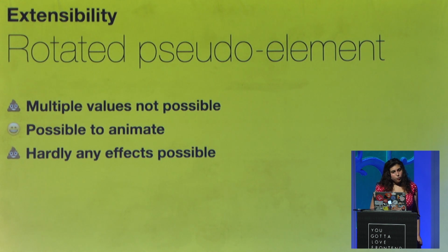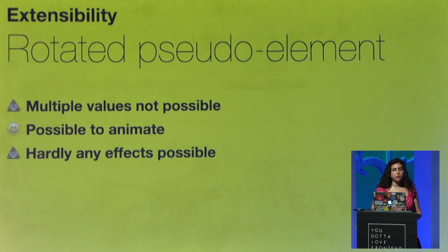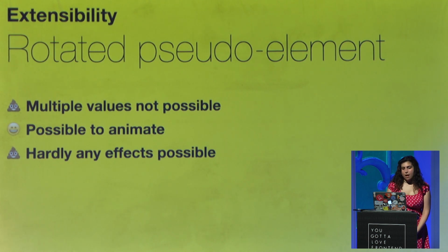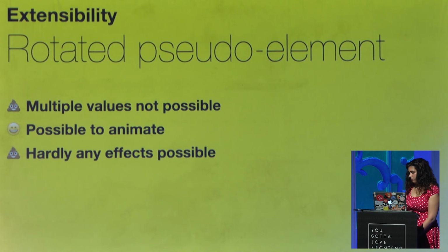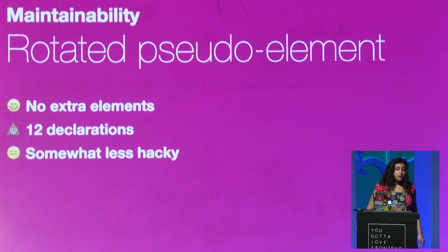Is it extensible? Well, we can't do multiple values due to the way of having a rotated pseudo-element and having it uncover. Maybe we can sort of hack it, but it's not straightforward how we could do multiple values. It's a whole different problem that we need to solve. I don't like saying that things are not possible, but it's definitely not possible in an obvious way. Is it possible to animate? Well, we know that already. And can we color the segment? Can we use gradients or patterns instead of colors, or can we do other kinds of effects? Not really.